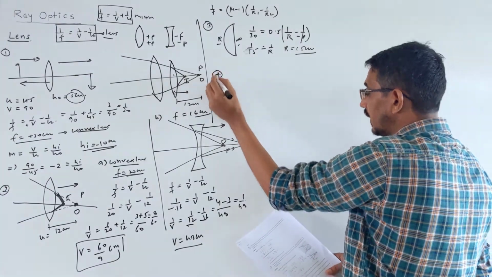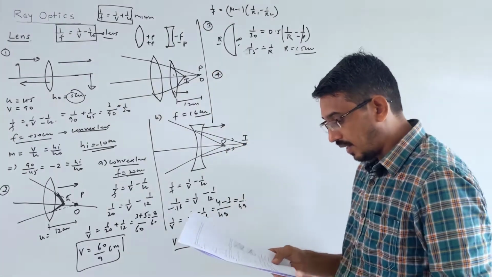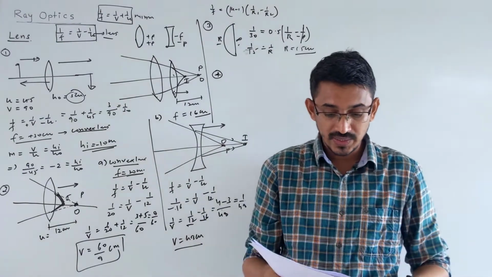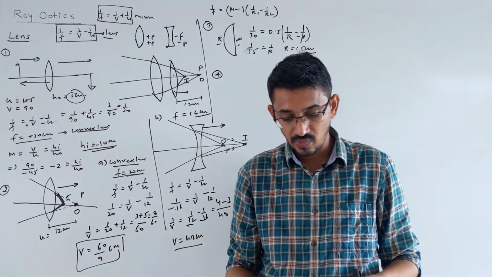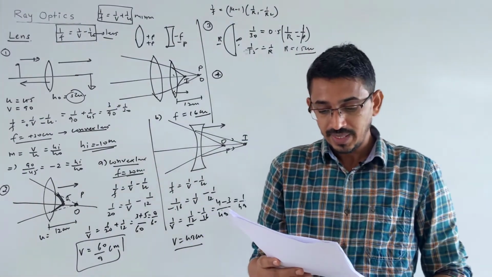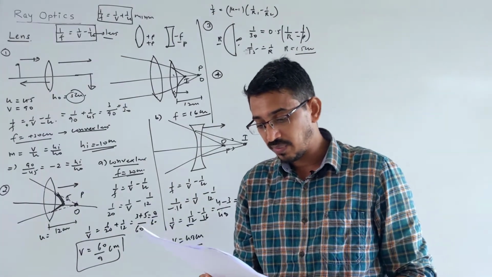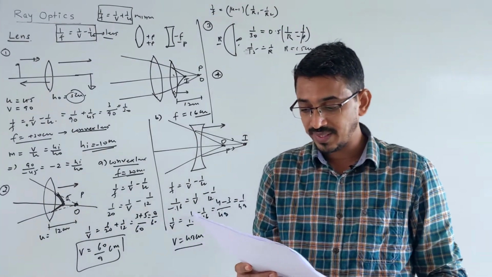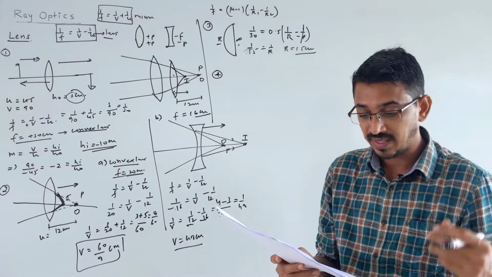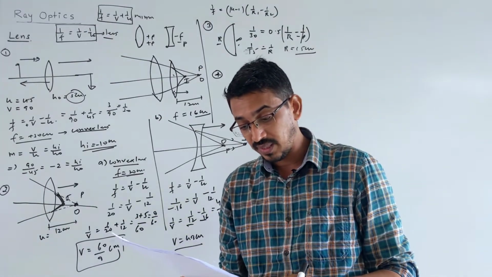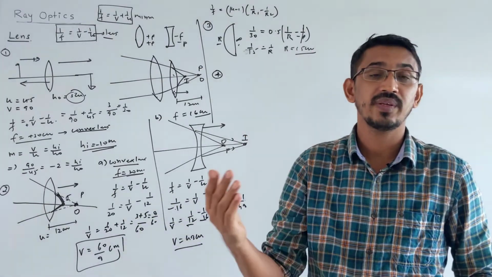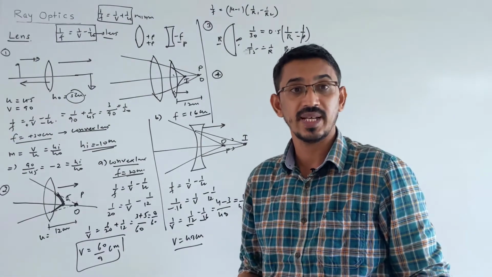Problem number 4 we are doing. It says that I have a biconvex lens of refractive index 1.5 and focal length 0.2 meter, which acts as a diverging lens of power 1 diopter when immersed in a liquid. Find the refractive index of the liquid. Very, very interesting. This type of question they mainly ask in exams.